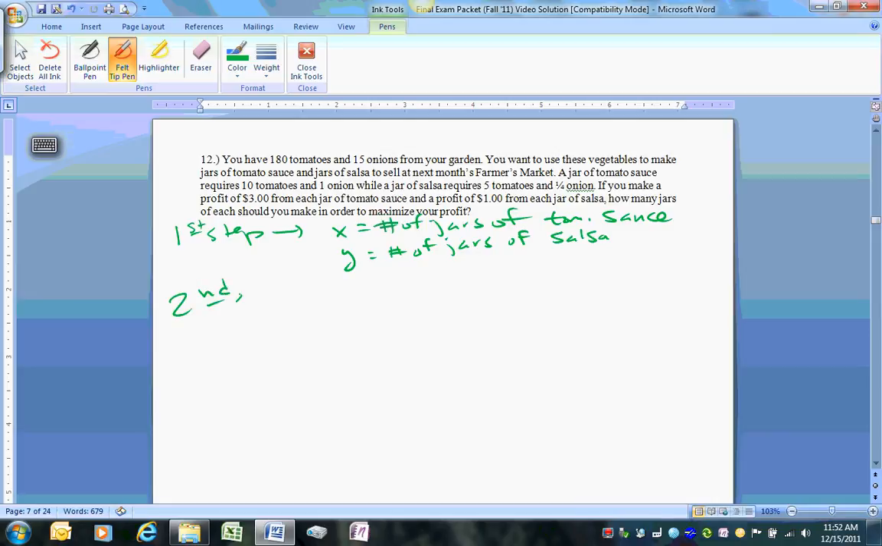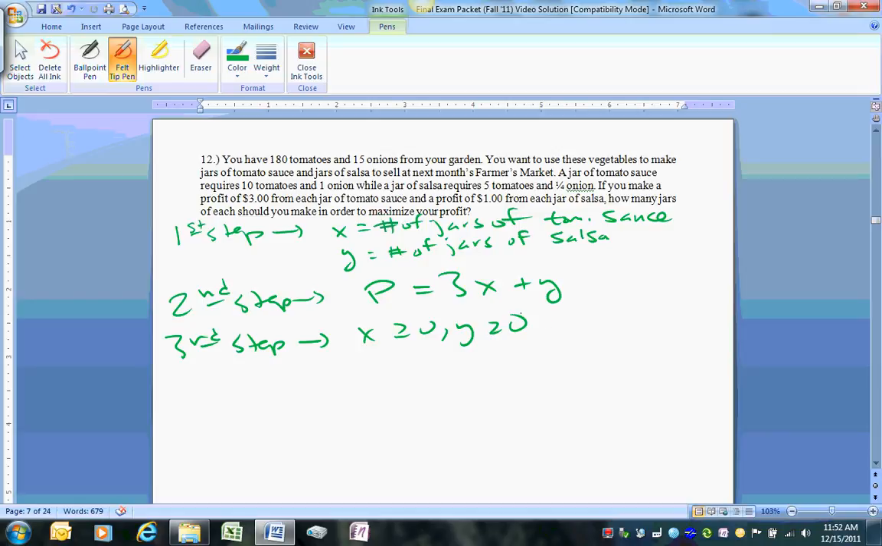Second step, objective function. So we want to make money, so we use P for profit. $3 for each jar of tomato sauce, $1 for each jar of salsa. Third step, constraints. Obviously, we can't have negative jars of salsa or negative jars of tomato sauce. So x is greater than or equal to 0, y is greater than or equal to 0.